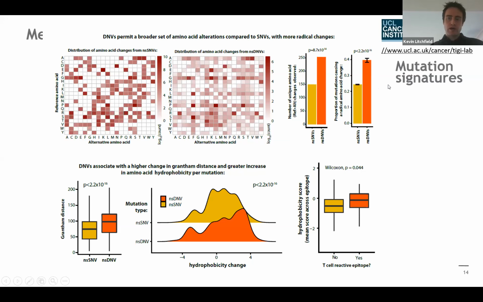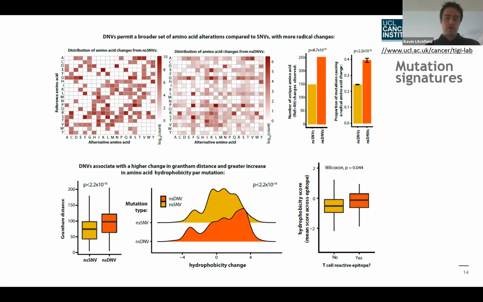We also saw more radical amino acid changes. This is where the whole side chain is different. A radical change was significantly more frequent for a dinucleotide variant compared to a single nucleotide variant. And what we think may be a particular factor for consideration here is the change in hydrophobicity. We saw a strong shift where dinucleotide variants were associated with an increase in epitope hydrophobicity, replacement of the reference amino acid with an alternative amino acid being more hydrophobic.